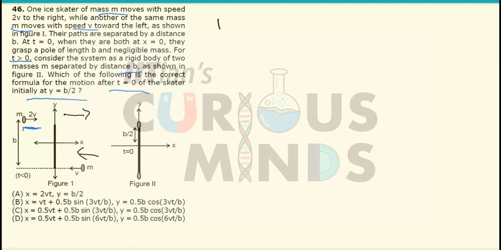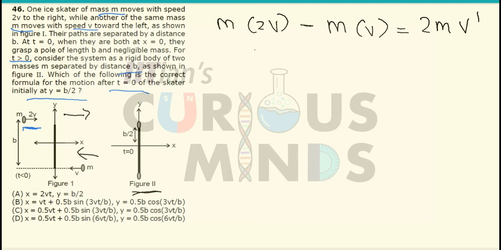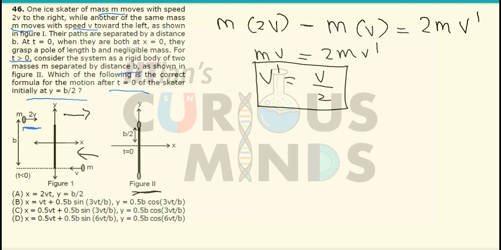Now over here, the first mass was moving with m into 2v, so the momentum of the first mass will be m into 2v, minus the momentum of the second mass, m into v, because it is moving in the left-hand side direction. When both of them combine, the total mass will be equal to 2m, and let the final velocity be v dash. So basically mv equals 2m into v dash, or v dash will be equal to v divided by 2. That is, the velocity after the collision will be equal to the initial velocity divided by 2.